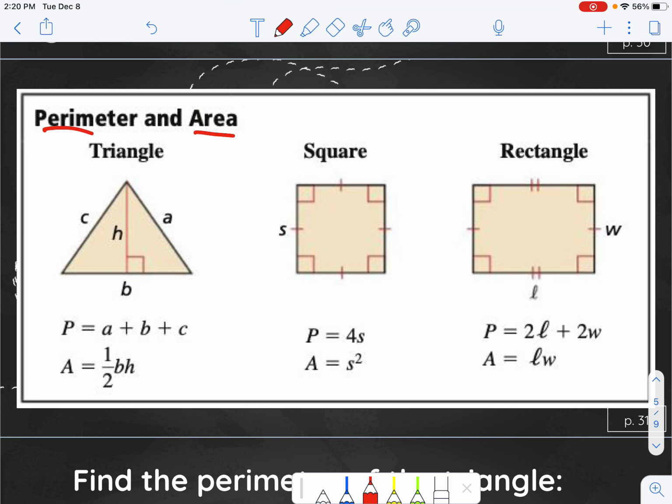Same thing, perimeter of a square, you could add up every single side, or you could just find one side and multiply it by 4. So perimeter equals 4 times one of the sides, area is one of the sides squared.